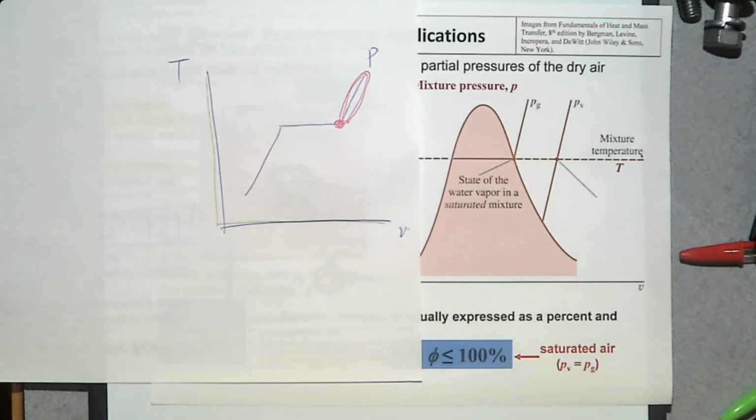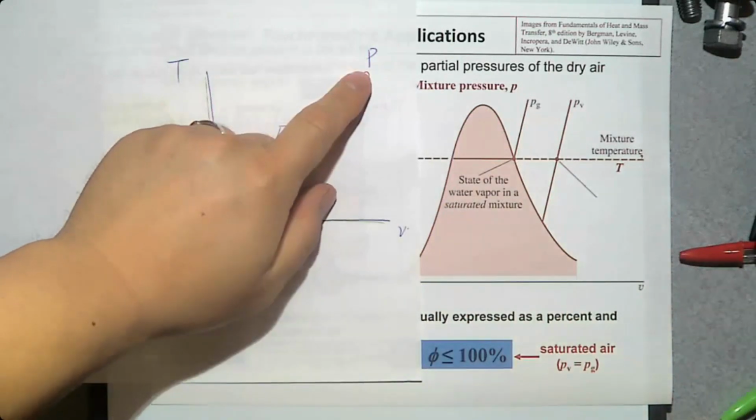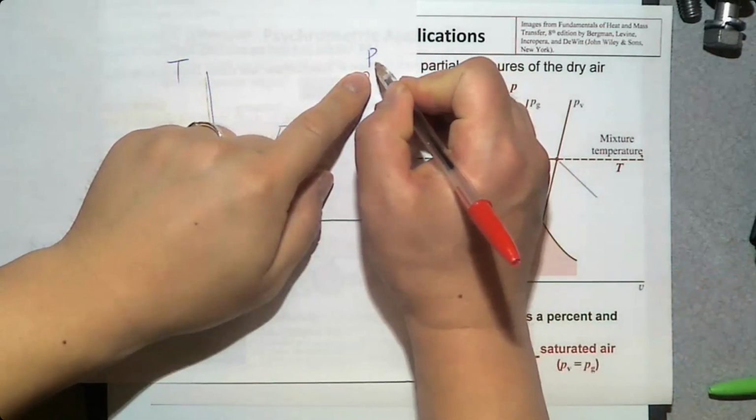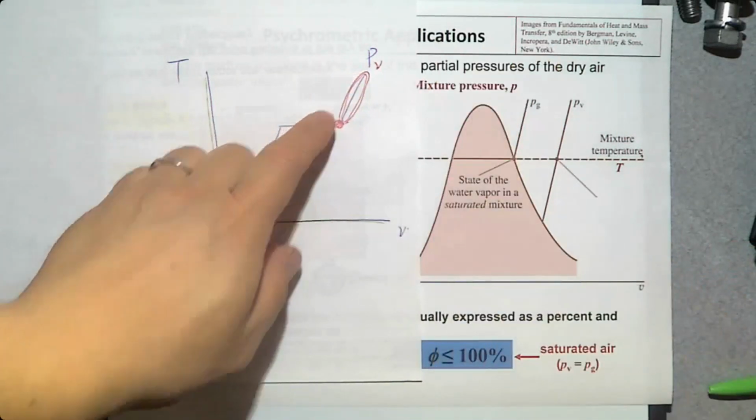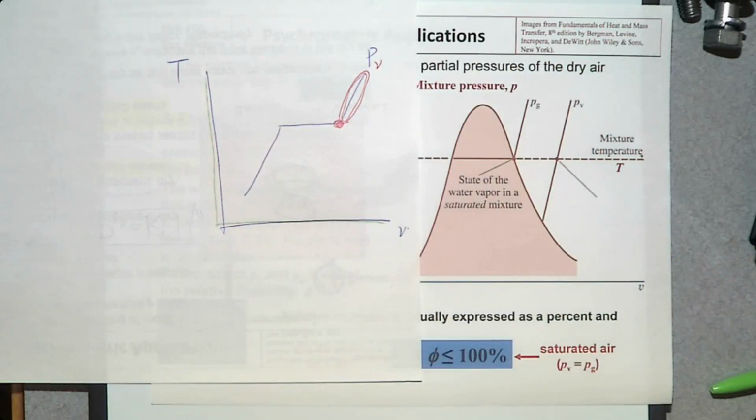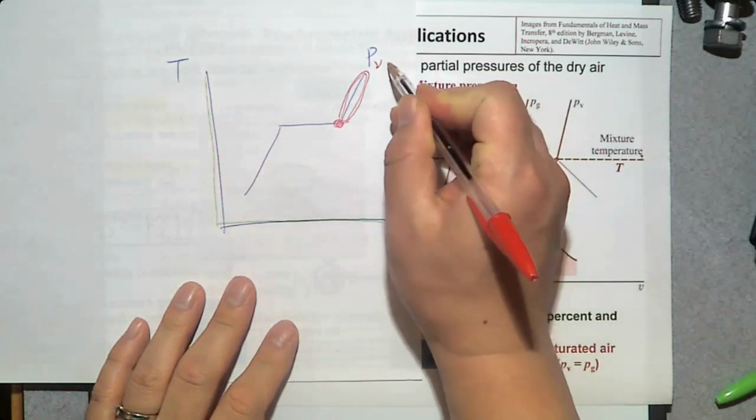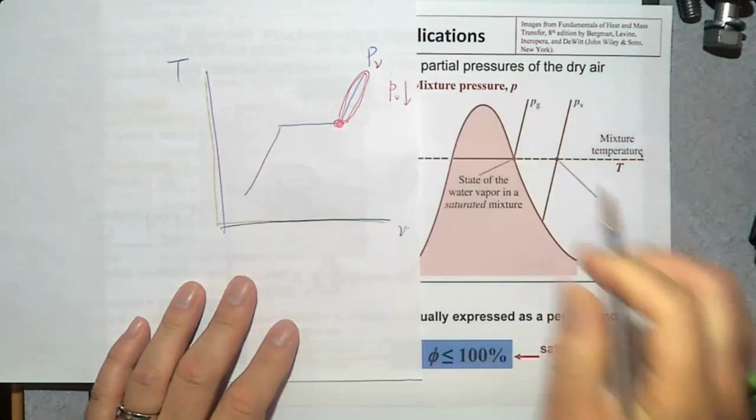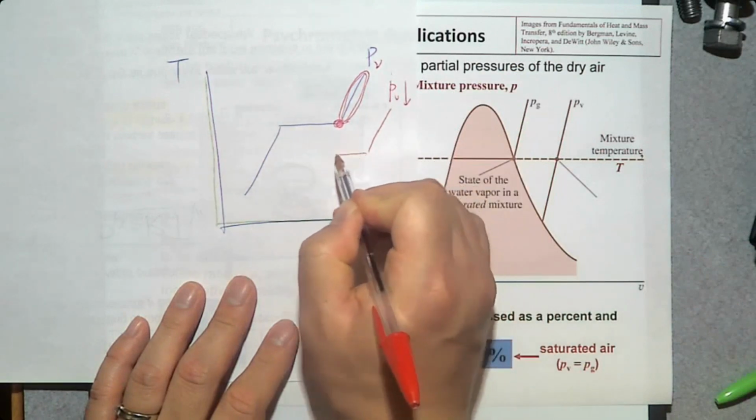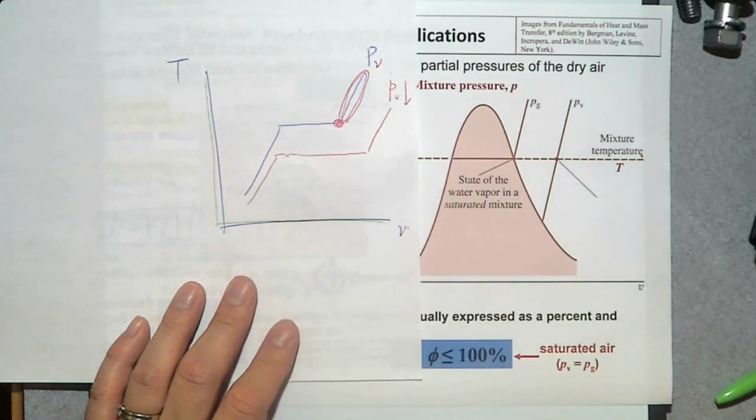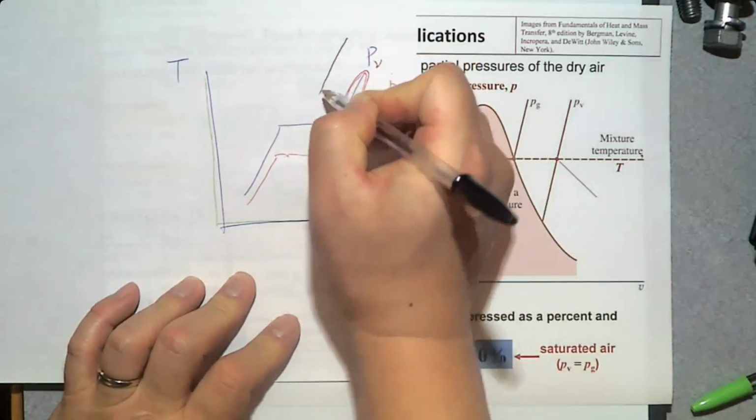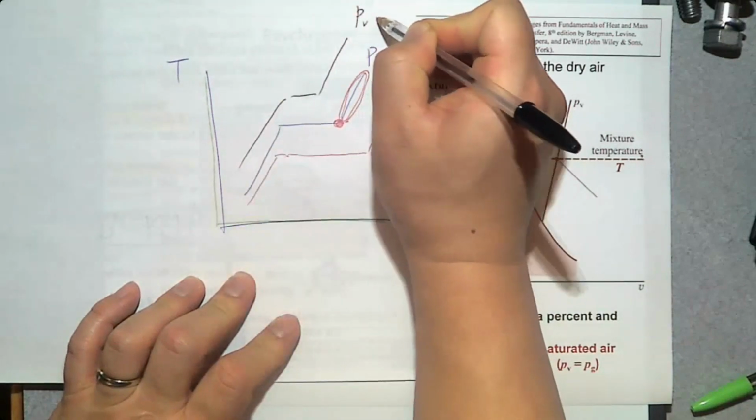And P is the partial pressure of water vapor. So this P is going to be the partial pressure of water vapor, PV. If PV goes down, this graph moves downward. If PV goes up, this graph moves upward.